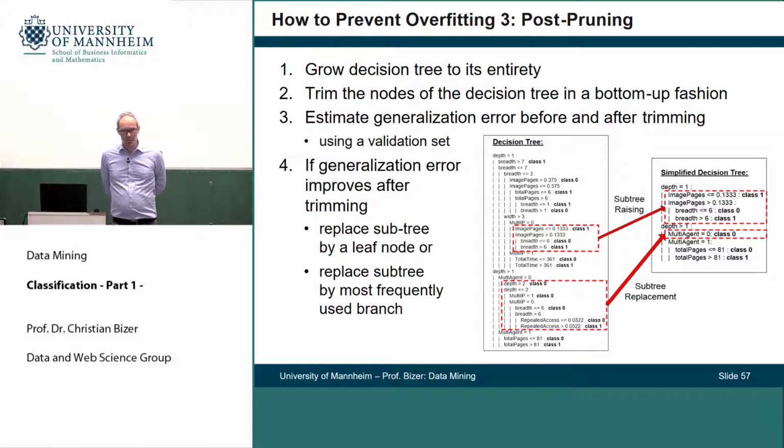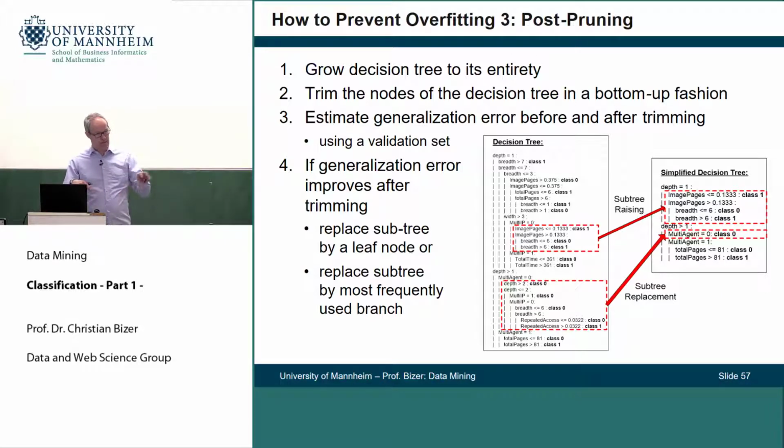The alternative is post-pruning. Here the idea is that we first learn the complete tree. So we learn a tree as deep as it wants to grow until it perfectly fits all training examples.